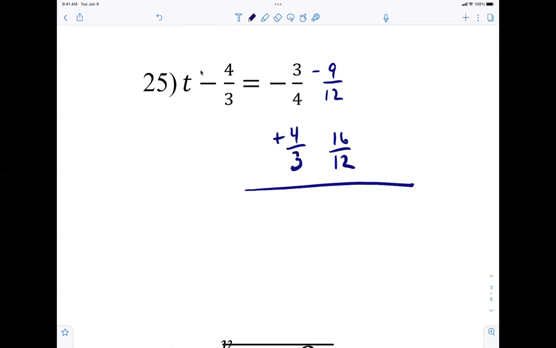Subtract 10 and add 1. 16 minus 10. 16 minus 10 is what? Come on. 6. Plus 1. 7. So the answer is 7/12. Is it positive or negative? Positive or negative? Positive, right? Now, come on. You messed that up a little bit. Are you good or not?